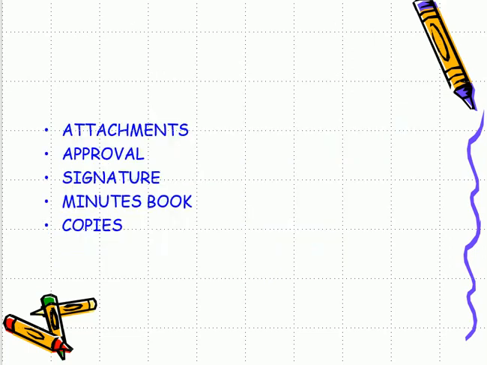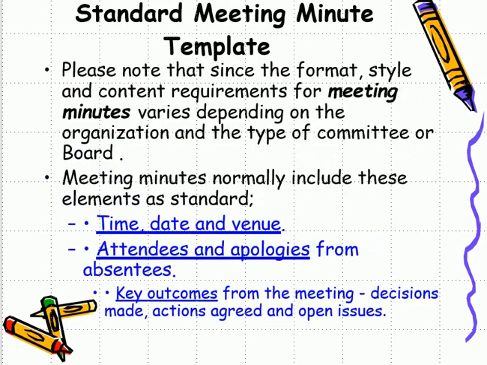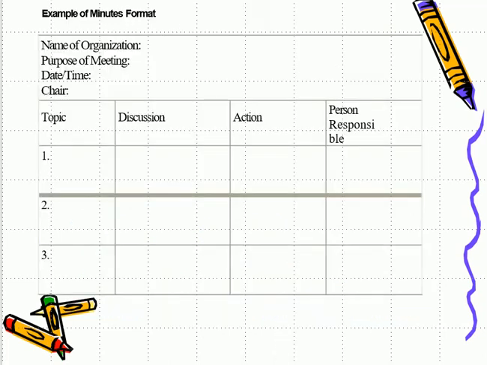Attachments: approval, signature, minutes book, and copies. This will be the format. Now we are going to look at the standard minute template. Please note that the format, style, and content requirements for a meeting vary depending on the organization. So this is the standard: time, date, and venue, attendees, apologies from absentees, and key outcomes from the meeting discussions.